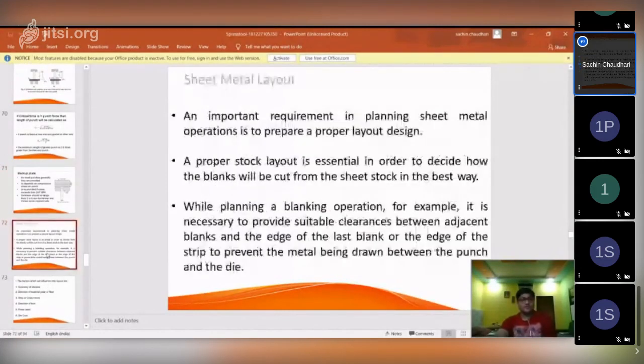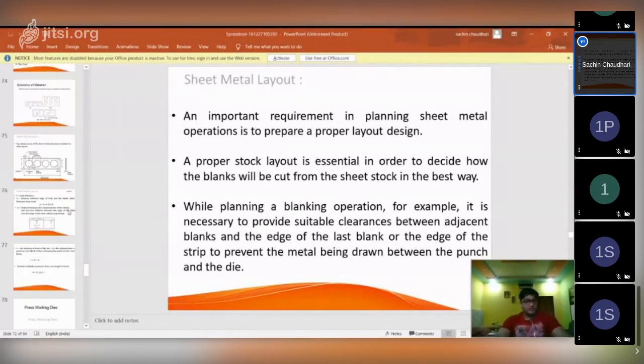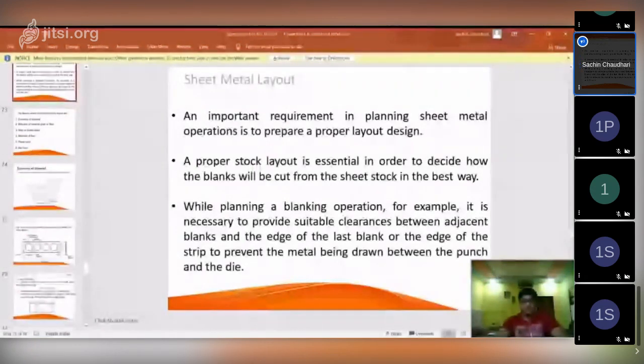Next, guys, the most important topic is sheet metal layout. Just a minute, guys. Whether any terminology is left behind.